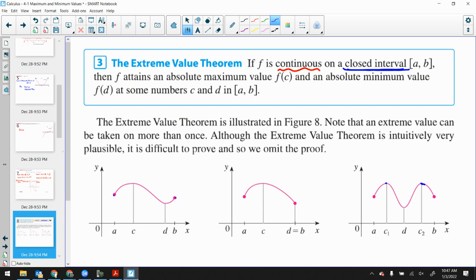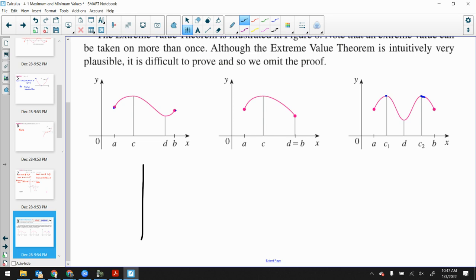There's only one instance where you would not have any locals, but you would have absolutes. And it would look like this. If you've got here's A and here's B, and it looked like that, would you have any local maximums or minimums? No. But would you still have absolutes? Yeah. And actually, in this case, the absolute maximum is the same as the absolute minimum. It's both that same value, whatever it may be here. Questions about that?